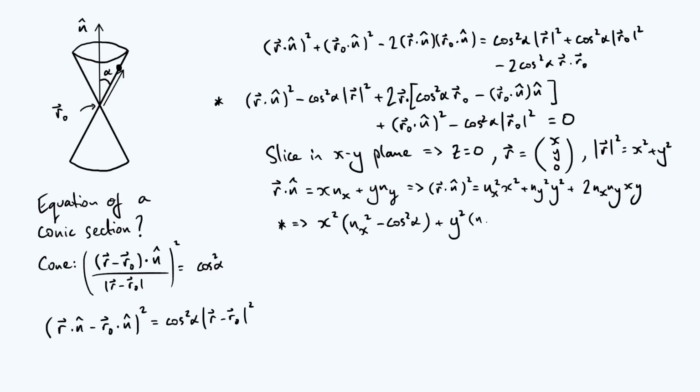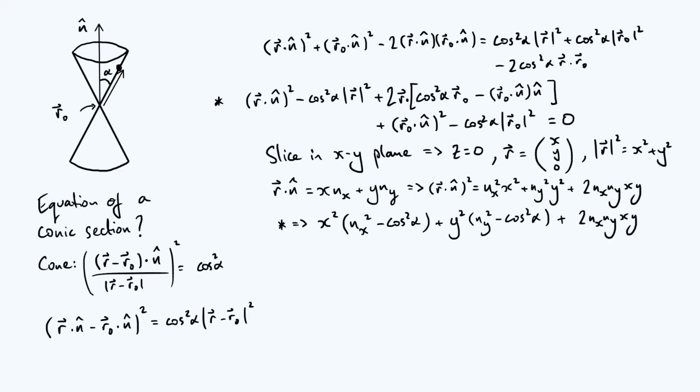And your coefficient is going to be ny squared, again, minus cos squared alpha. The other term, which is second order overall, is the cross term 2nx ny xy. That's second order because x and y have a power of 1 each, and therefore the overall power is 2. So I'm just going to put that over here and give it a plus sign.